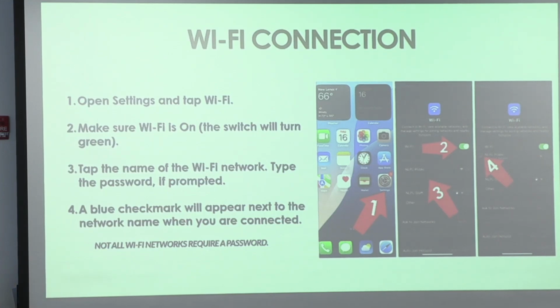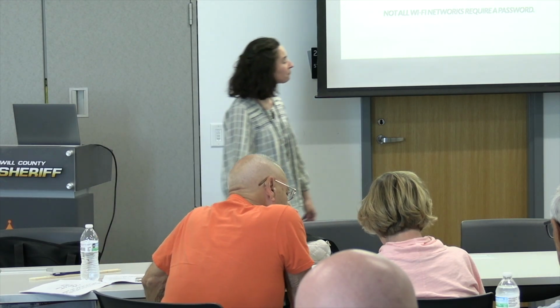You can also look in the upper right-hand corner of your phone. Usually there will be a little Wi-Fi icon up there as well. So if your Wi-Fi is on, it's usually shown in the upper right-hand corner as well.